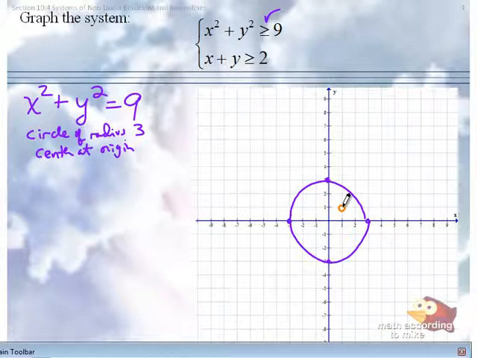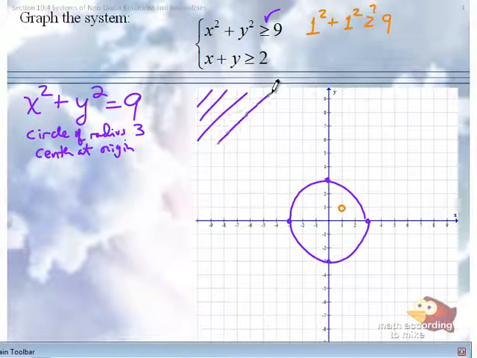1, 1 is inside the circle. What that means is if I put in 1 in for x and 1 in for y, you're asking yourself, is this true or false? False. 1 squared plus 1 squared is not greater than or equal to 9. So your third step talks about whether it's true or false. If it's false, you shade the other part of the graph. So since we picked a point that was inside the circle and it made it false, that means everything outside of the circle would make it true. So your third step is always shade true.